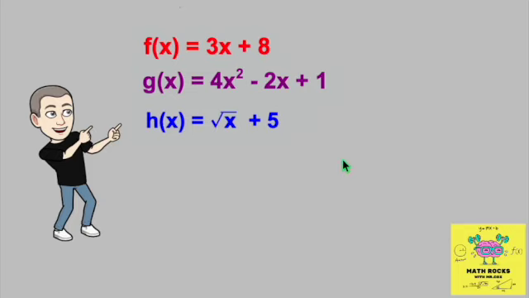So what is a function will be discussed. Here's an example of three of them. F of x equals 3x plus 8. G of x equals 4x squared minus 2x plus 1. And of course, h of x equals square root of x plus 5.